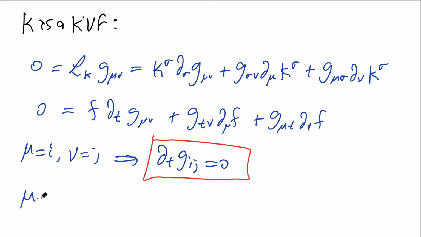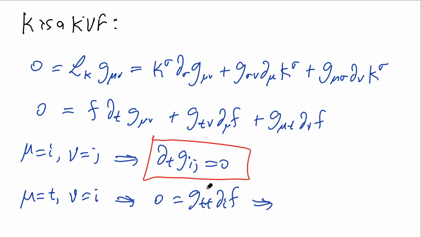Now let's choose mu equal t and nu equals I. Then this term is gti, which vanishes, and here as well we have g sub ti, which vanishes. The only non-vanishing term is this one, so we have 0 equals g sub tt times partial I of f, and assuming gtt is non-zero, this tells us that f is independent of the spatial coordinates.